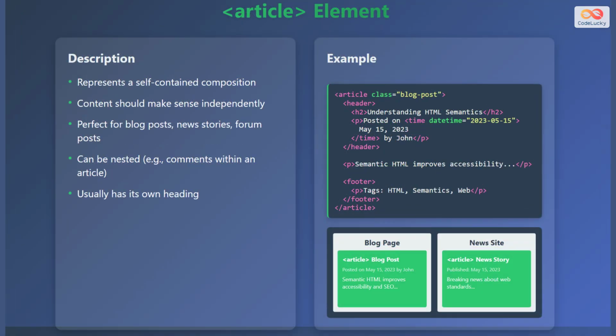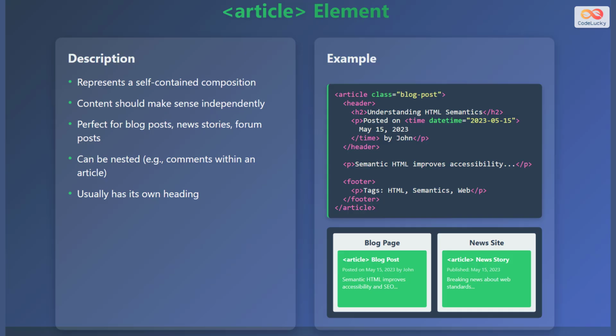Let's explore the article element. The article element represents a self-contained composition. The content should make sense independently, and it is perfect for blog posts, news stories, and forum posts. It can be nested, for example, comments within an article, and it usually has its own heading.